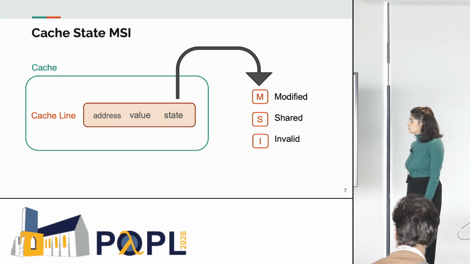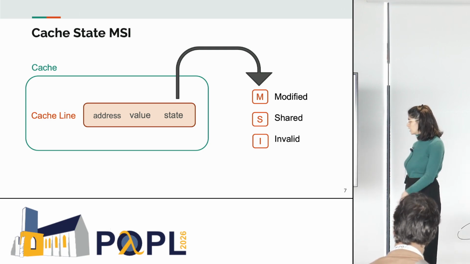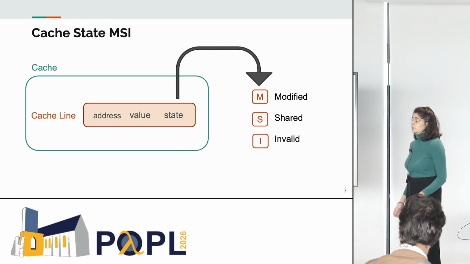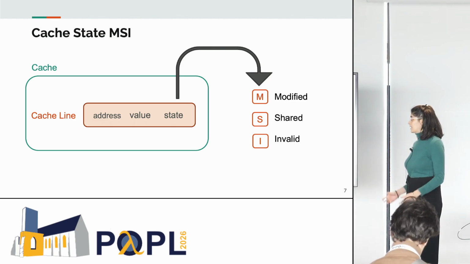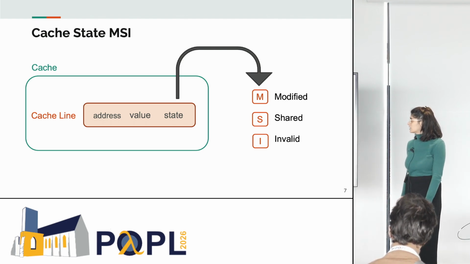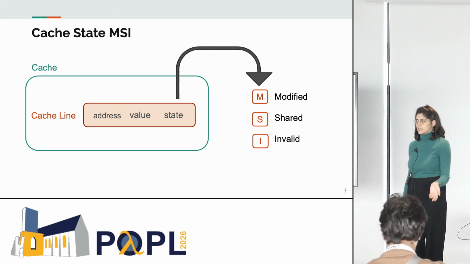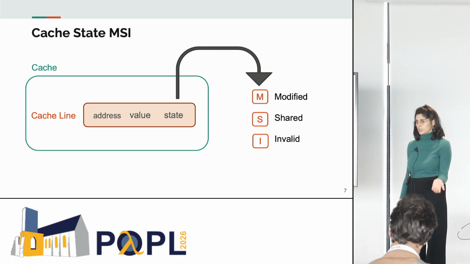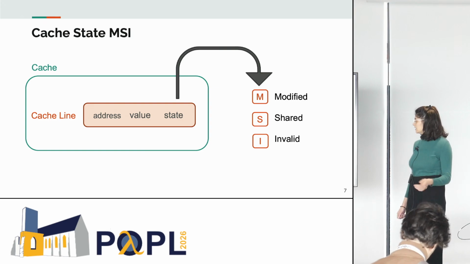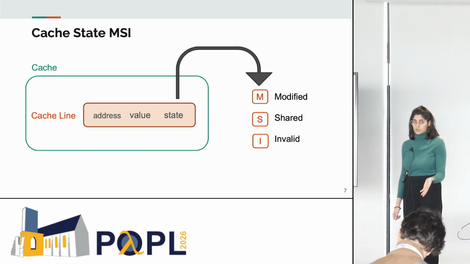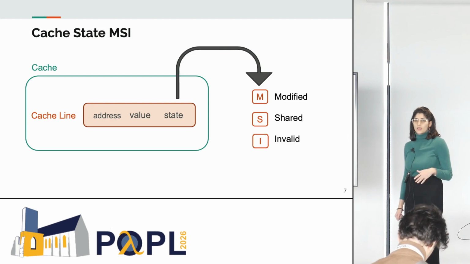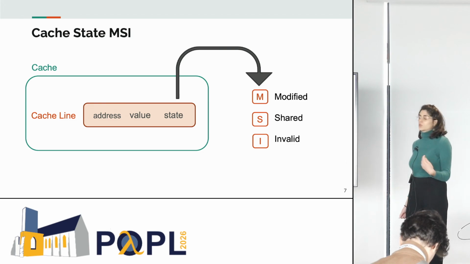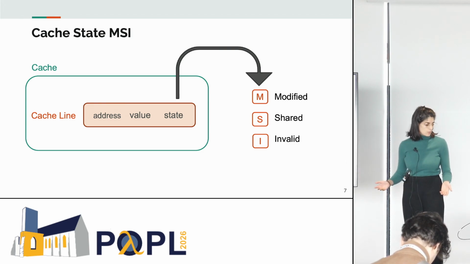So what does the cache look like? The cache is usually composed of different cache lines. Each cache line has an address, a value, and a state. For the cache coherence protocol that I will present today, this is MSI, because the state can be M, the modified state. In this case, we can perform read and write operations directly on the cache. Then we have the shared state. In this case, we can just perform read operations on the cache, but for the write operation, we have to go back to the main memory. And then we have the invalid state. In this case, we have to go to the main memory to do any read and store operation.